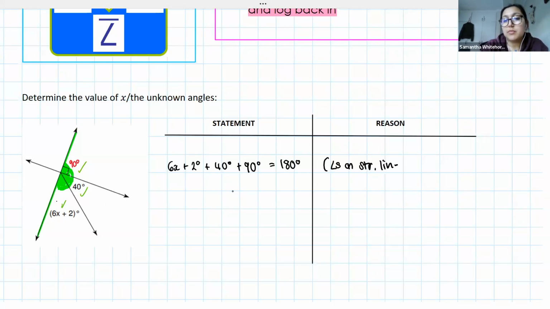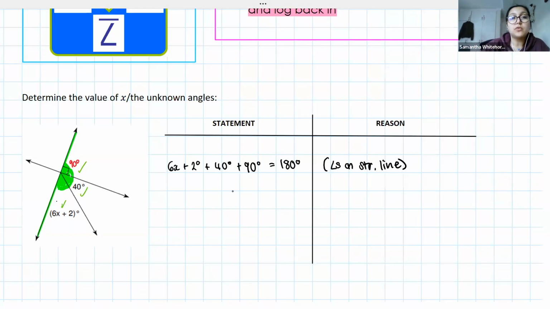Now guys, remember, abbreviate. Don't try and write the reason out in full. Reason being is you don't want to waste time in a test or in an exam. And sometimes these reasons do get a bit long. So where we can shorten them, let's just shorten them.